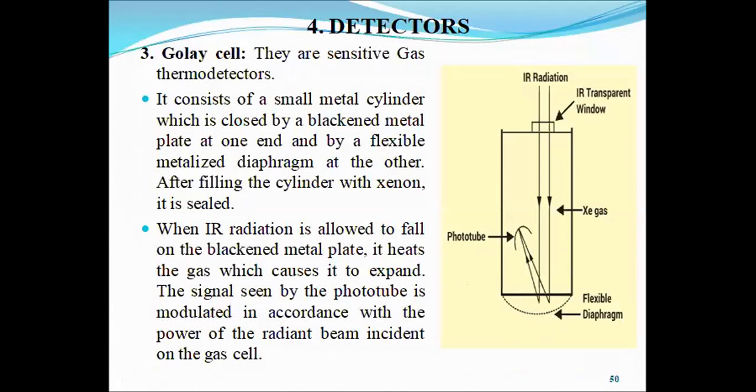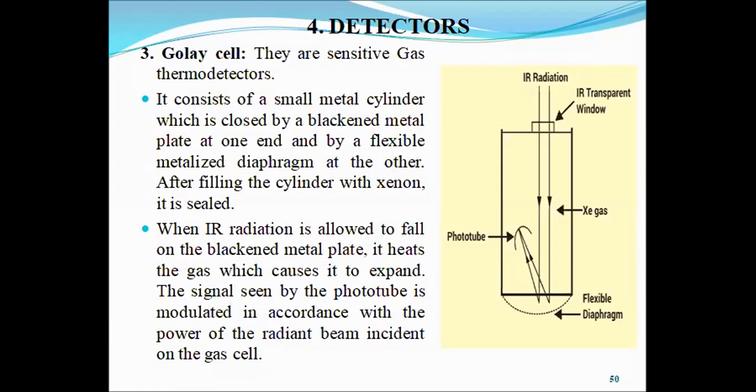Golay cell. Golay cells are termed gas thermodetectors. We have a small metal cylinder which is closed by a blackened metal plate at one end and by a flexible diaphragm on the other end. After filling the cylinder with some kind of inert gas like xenon, it is sealed. When infrared radiation falls on the blackened metal plate, it heats up the gas filled inside it, and it causes the gas to expand. The signal is seen by the phototube with the power of the radiant beam incident on the gas cell.